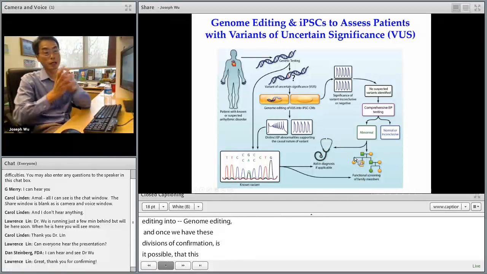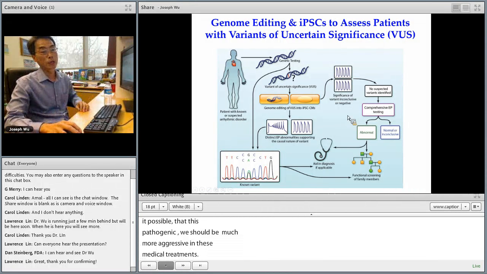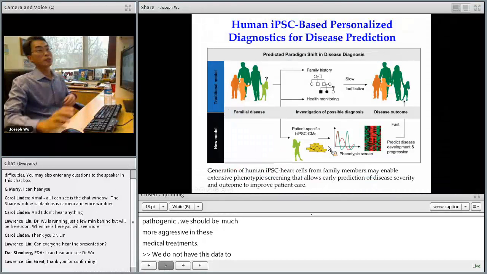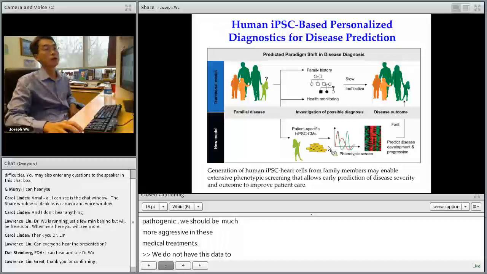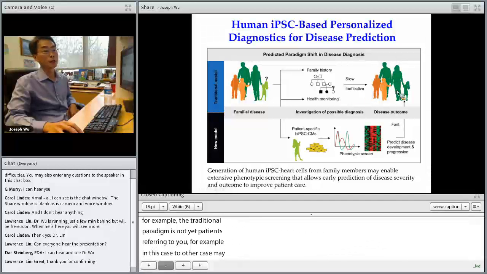So we don't have this data to back this up. This is something that we're interested in doing in the next couple of years to further demonstrate whether this is possible or not. Just to summarize, the traditional paradigm is that you have patients that are referred to you, and for example, in this case, 2 of the kids may have a disease, another kid is a questionable mark, and right now we just follow this entire family over a long period of time. It's very slow, it's very ineffective.